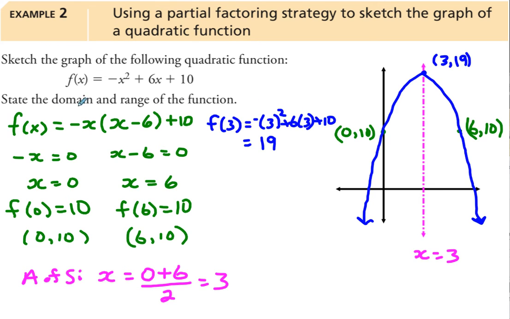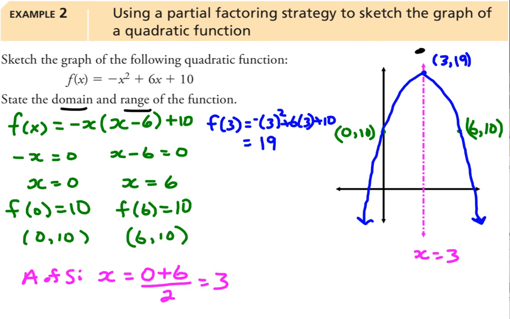Now the last question is, what is the domain and the range? Well, the domain is what the x values are allowed to be. And with all quadratic functions, x can be anything. X can be all real numbers, which means it will continue as far to the left and as far to the right as it wants. The y is where your restriction is. So we couldn't have a point up here because our y value has a maximum of 19.